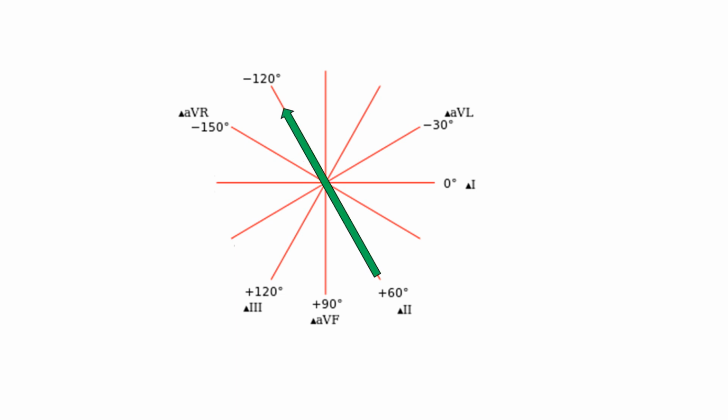The flow is in the direction of negative 120 degrees. The flow is perfectly parallel to lead 2, but it's also directed away from lead 2's positive electrode. So lead 2 will record a strong negative deflection. The flow of electricity is also directed away from lead AVF's positive electrode, but it's not perfectly parallel to it. So this lead will record a moderate negative deflection. The flow is perfectly perpendicular to lead AVL, so this lead will record a perfectly isoelectric deflection.